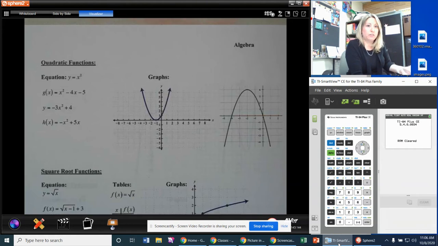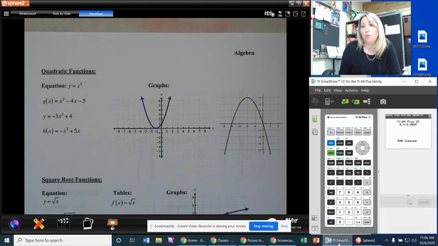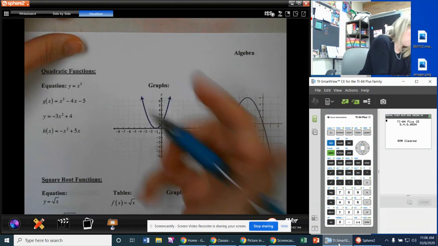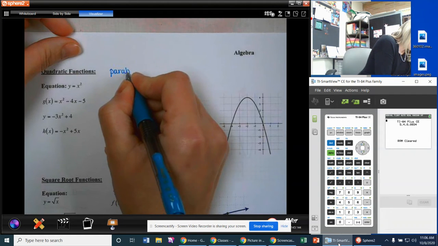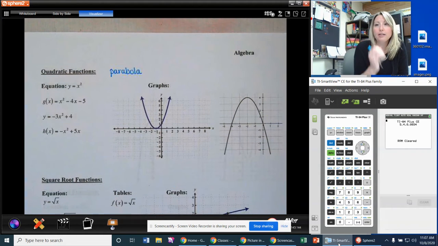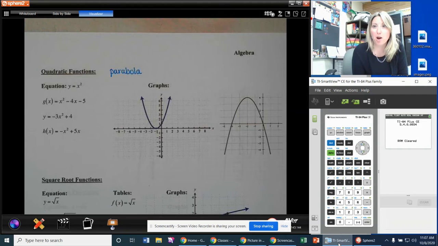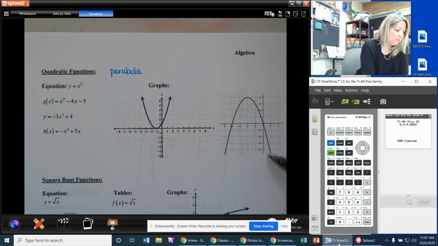Quadratic functions are next. Quadratic functions also have a vertex. That vertex is a maximum or a minimum. Quadratic functions are parabolas, so that's the other name for it. So you might see or hear me say this, parabola. And I like to refer to my parabolas as smiley faces or frowny faces.